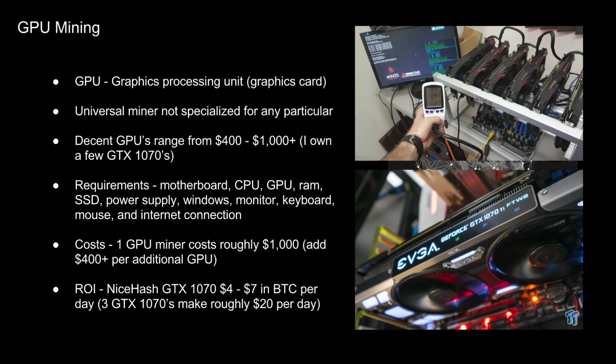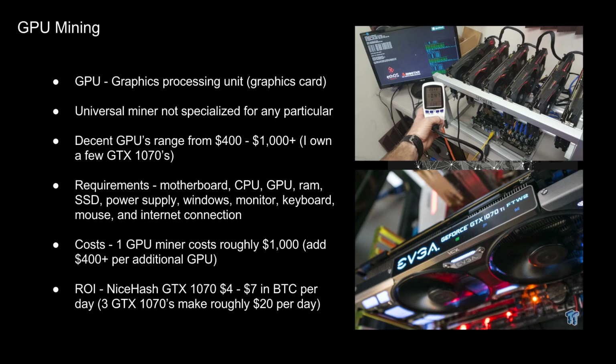GPU mining is basically mining with your graphics card. GPU actually stands for a graphics processing unit. And GPU miners are the most universal type of miners out there, as they aren't specialized to mine any specific currency. And oftentimes many GPU miners will mine various altcoins that might be more profitable than mining Bitcoin.